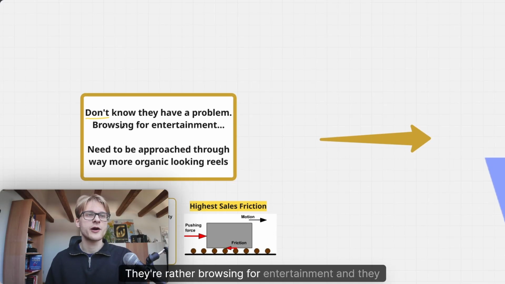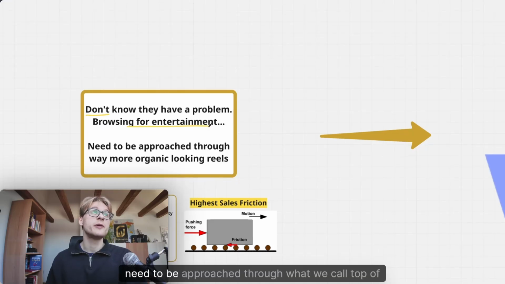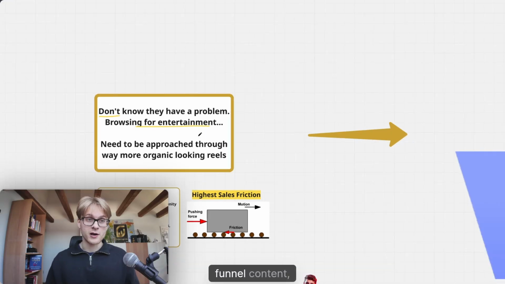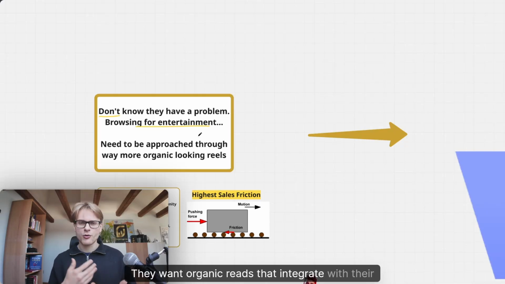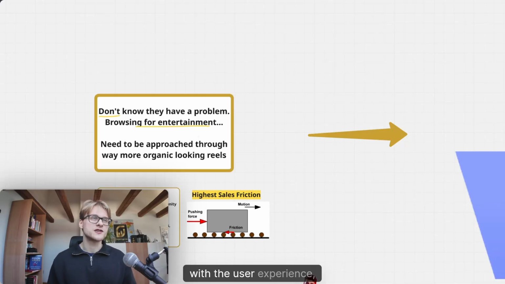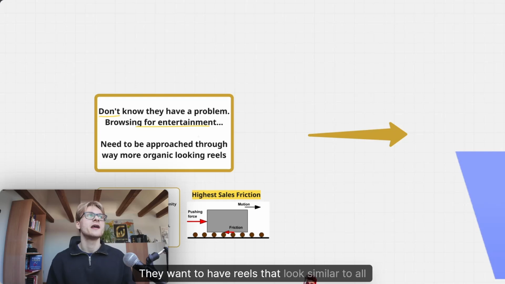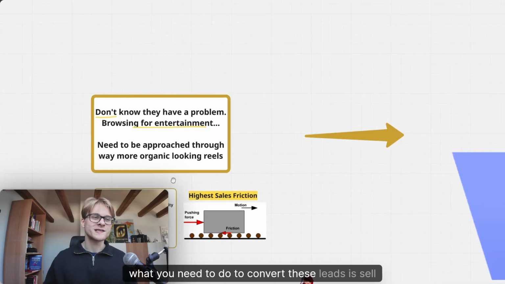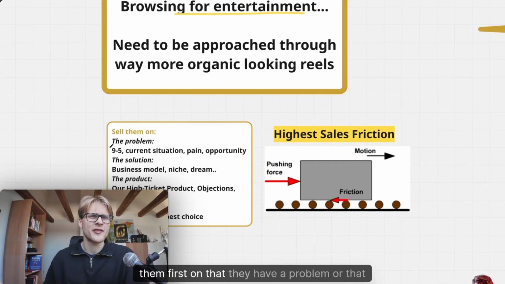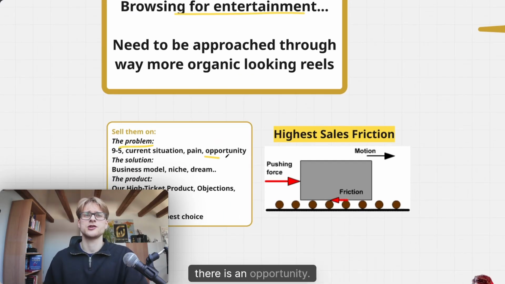They're rather browsing for entertainment, and they need to be approached through what we call top of funnel content, through way more organic-looking reels. They want organic reels that integrate with the user experience, reels that look similar to all the other reels that are currently in their feed. So what you need to do to convert these leads is sell them first on the fact that they have a problem or that there is an opportunity.